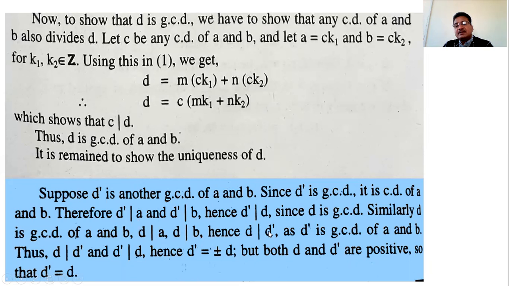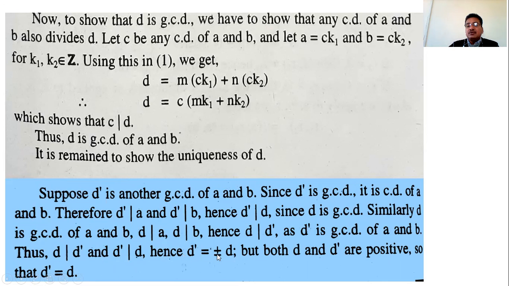we have D divides D dash. That is, in the first sentence, consider D as the greatest common divisor and D dash as a common divisor. And in the second sentence, suppose that D dash is the greatest common divisor and D is a common divisor, and then we have D divides D dash. Thus D divides D dash and D dash divides D, means D dash and D are the same or differ in sign.